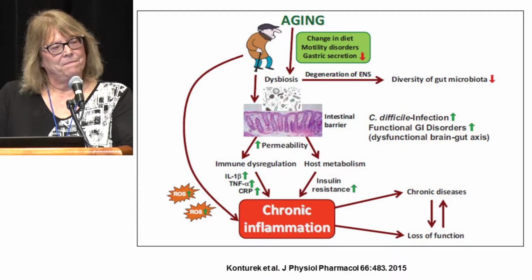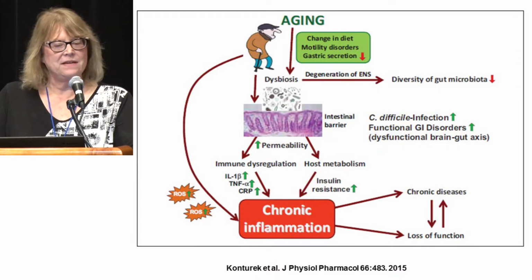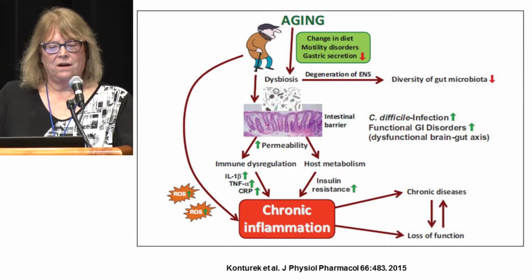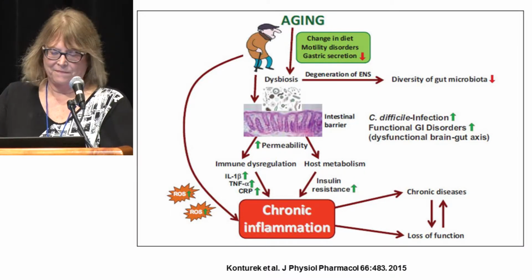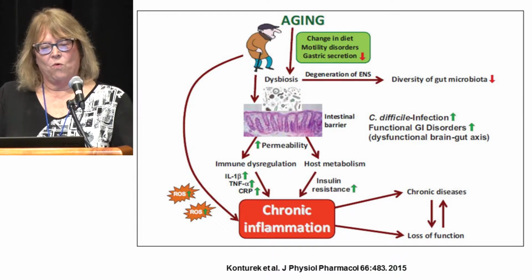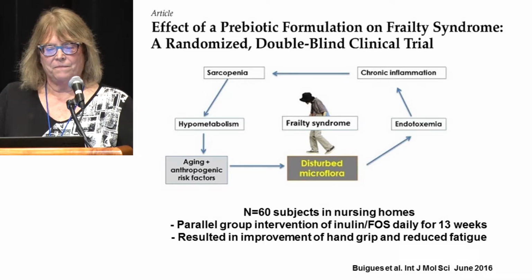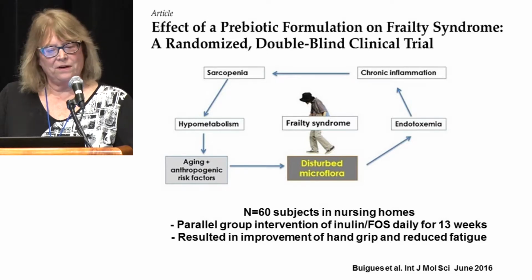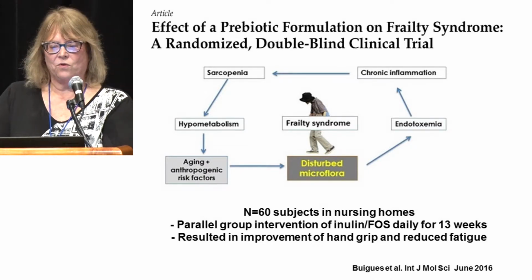So really, aging is associated with dysbiosis, along with degeneration of the enteric nervous system and increased permeability, leading to immune dysregulation, altered host metabolism, increased insulin resistance, and chronic inflammation. One study looked at a prebiotic formulation in this population, 60 subjects in a nursing home. It was a parallel group, inulin and FOS, and they had an improvement in hand grip and reduced fatigue. They didn't measure gut permeability or microbiota.